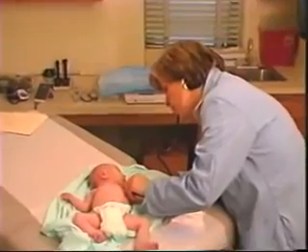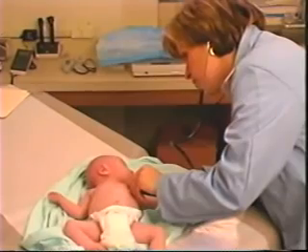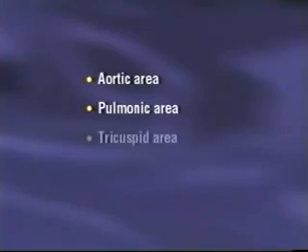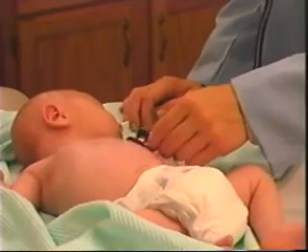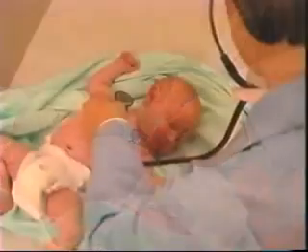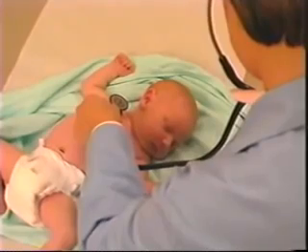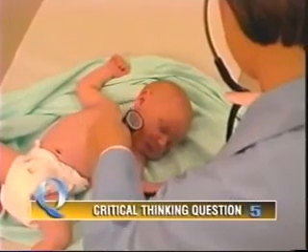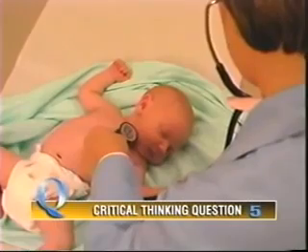Then, using the diaphragm, auscultate heart sounds, starting at the point of maximal impulse. Auscultate in the aortic area, pulmonic area, tricuspid area, and mitral area. Using the bell, auscultate heart sounds in these areas again. Expect the heart sounds to be relatively loud because of the neonate's thin chest wall. You may also hear a grade 1 or 2 systolic murmur in the first 2 to 3 days after birth.